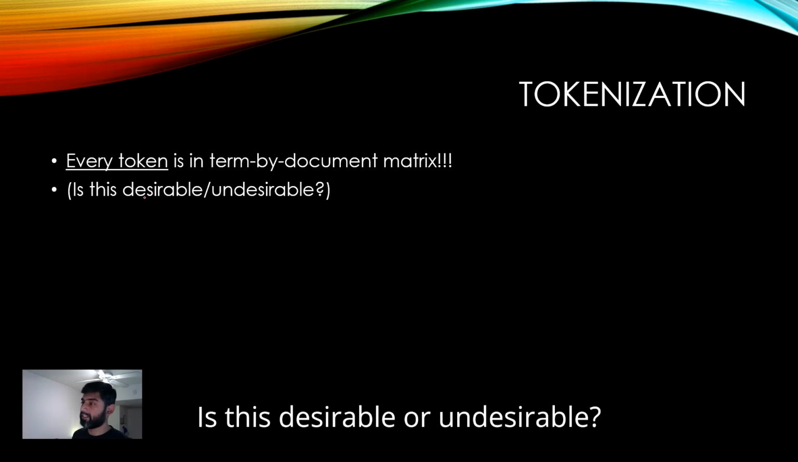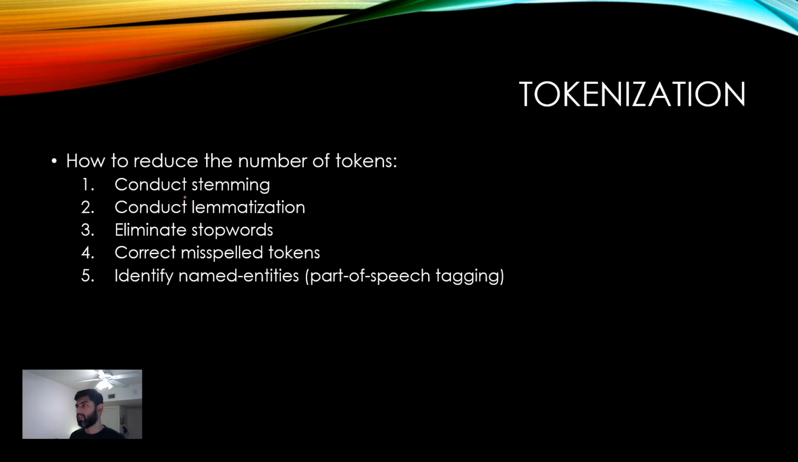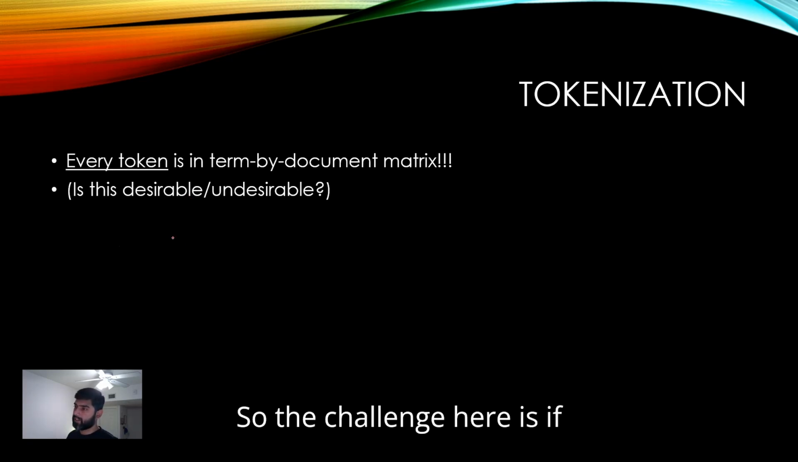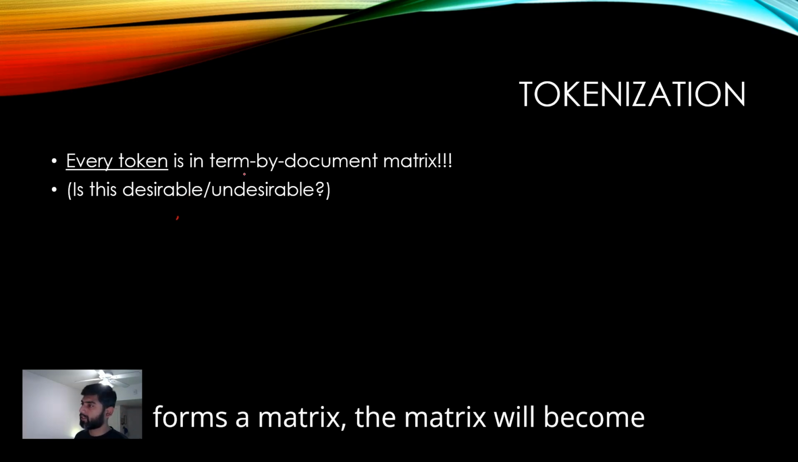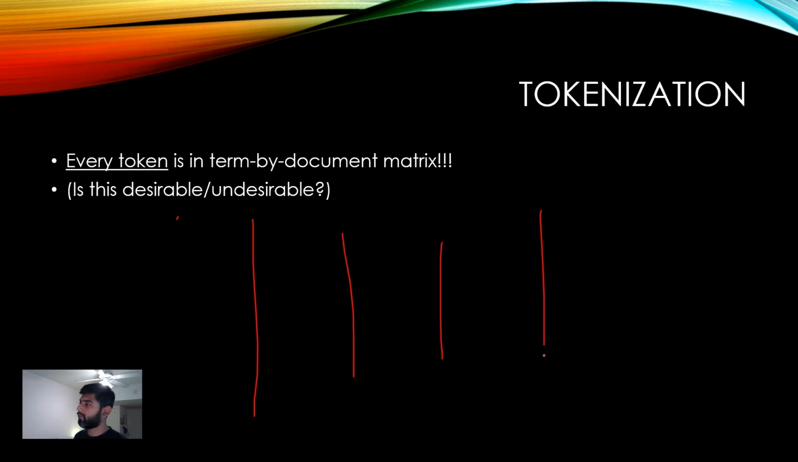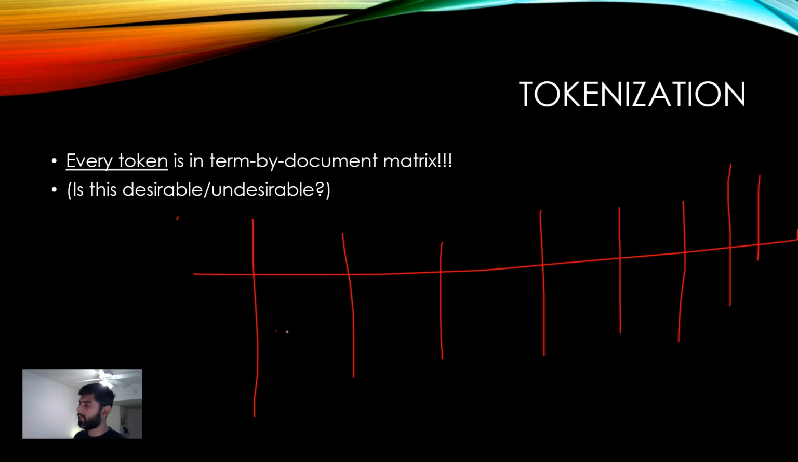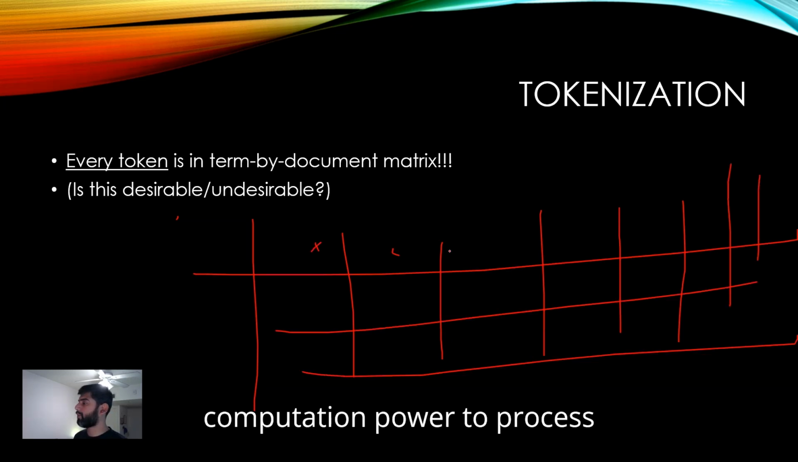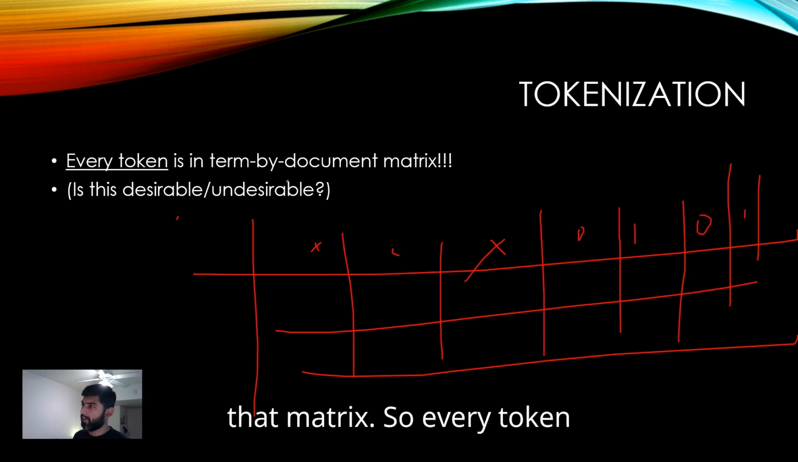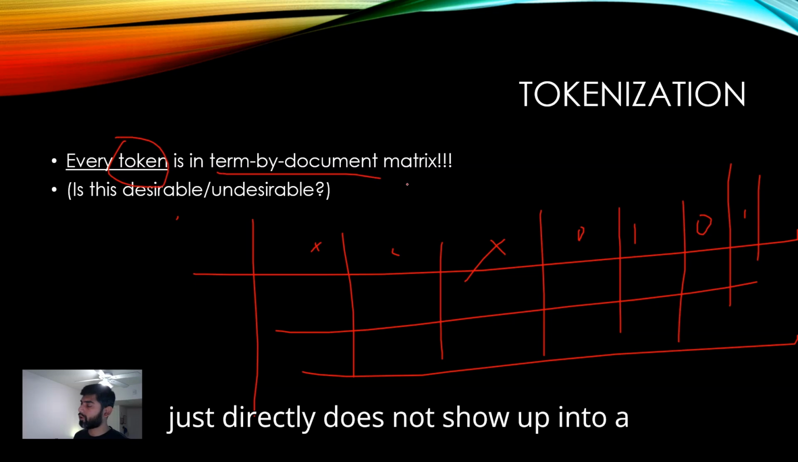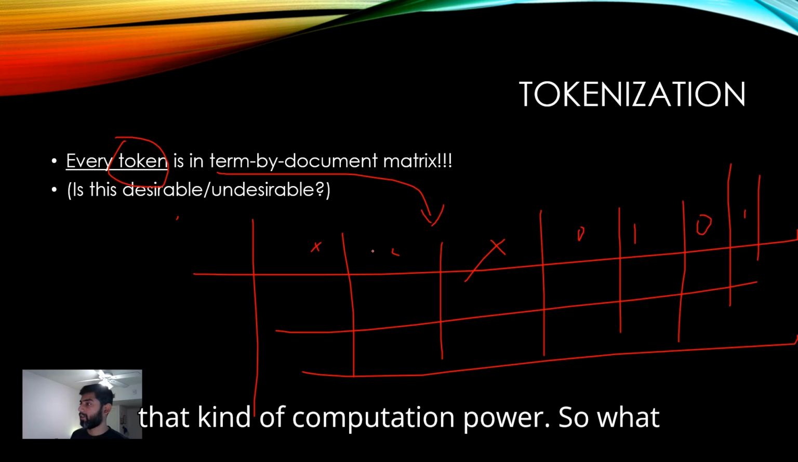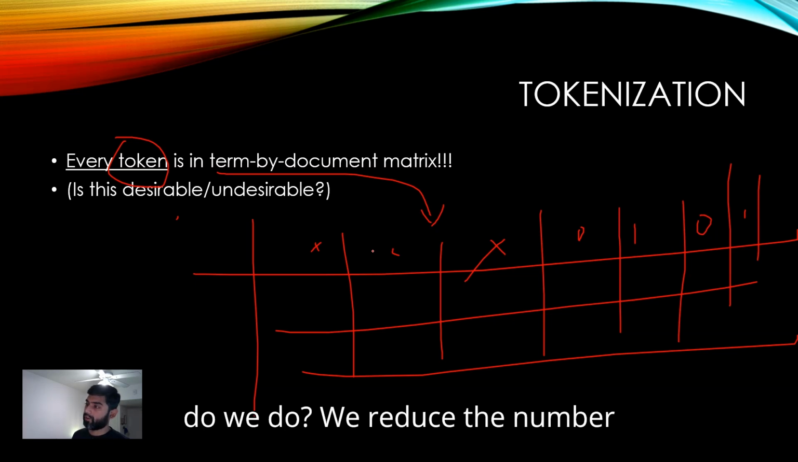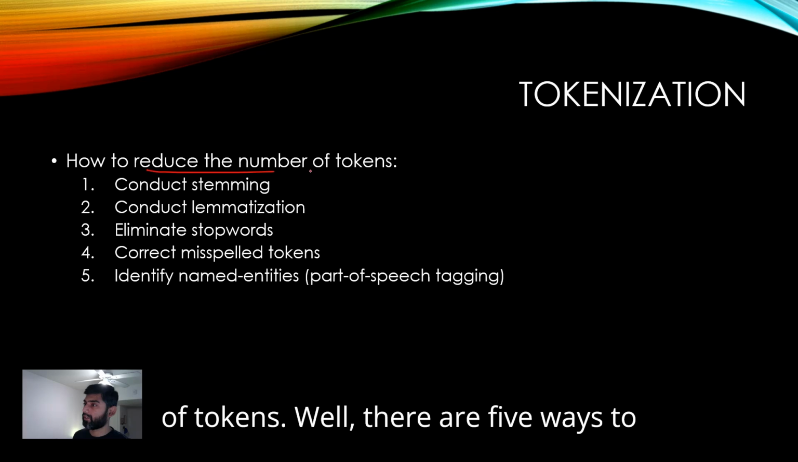Is this desirable or undesirable? The challenge here is, if every token forms a matrix, the matrix will become infinitely huge, and we don't have that kind of computation power to process that matrix. So every token does not directly show up in a document matrix. So what do we do? We reduce the number of tokens.